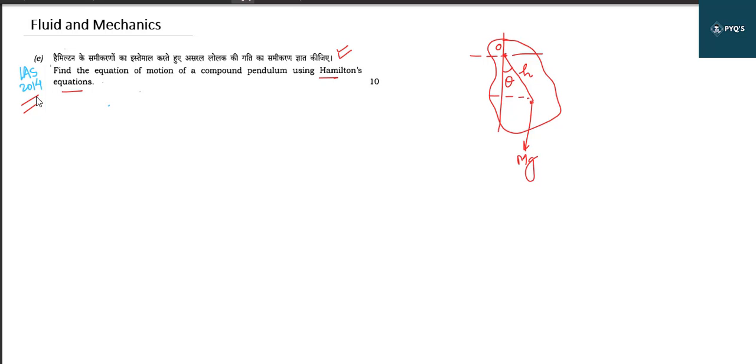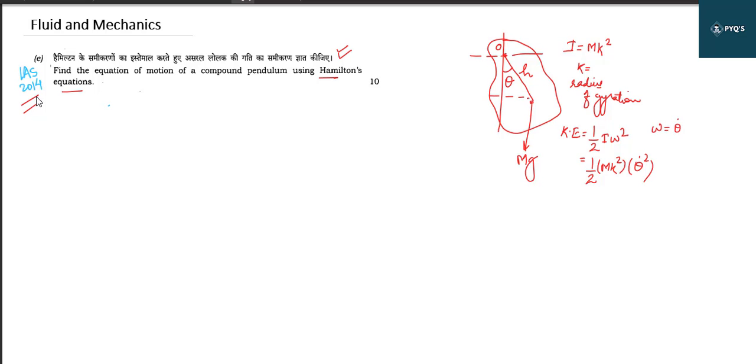Then the moment of inertia of this compound pendulum can be written as m k square, where k is the radius of gyration. And kinetic energy can be written as half I omega square. Then this can be written as half m k square, and omega we can write as theta dot, because omega equals theta dot.